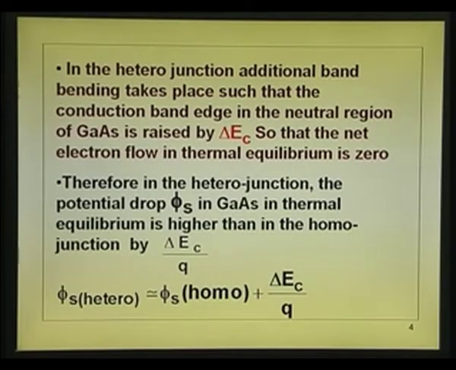So, that is what is put in the form of an equation here: phi s in hetero is equal to phi s in homo plus delta E c by q. So, you can see I can turn off the carrier concentration to 0 practically by removing that extra band bending, that is, by applying a forward bias voltage across the junction equal to delta E c by q. Please remember this when you go back to the HEMT discussion, because you should know how much voltage you must apply to the gate to turn off the device. And there, when a junction like this comes, this is the amount of voltage that must come across the junction.